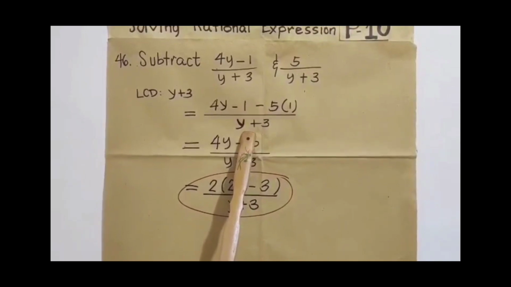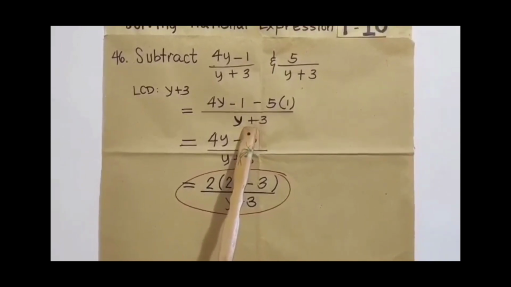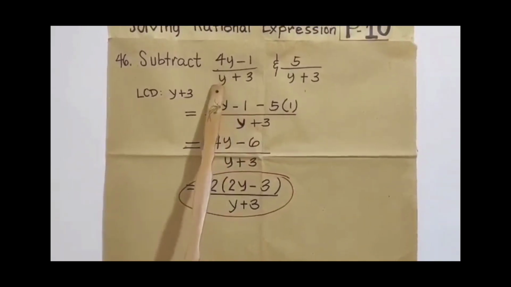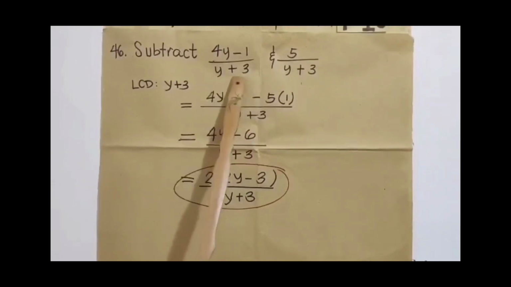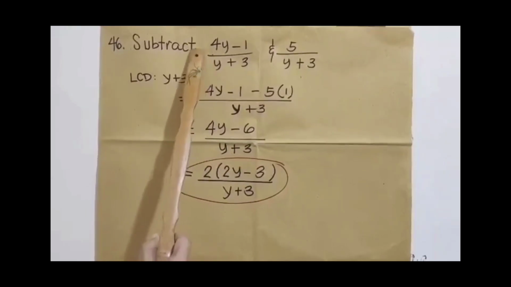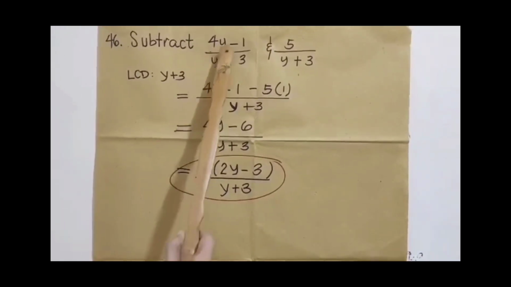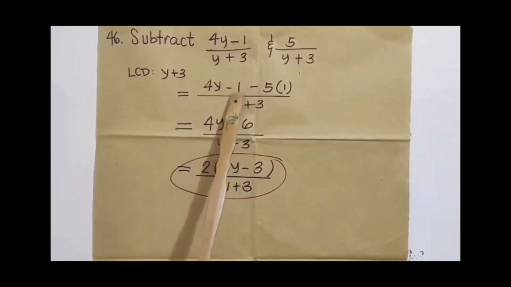The second step is to divide the LCD by the denominator of the first rational expression. So y plus 3 divided by y plus 3 equals 1, then multiply it by the numerator 4y minus 1. So the answer is also 4y minus 1.